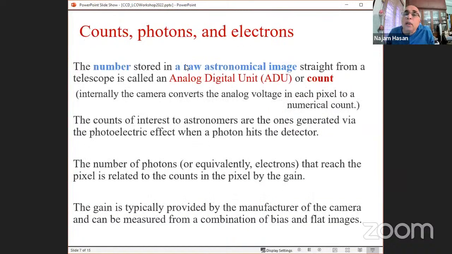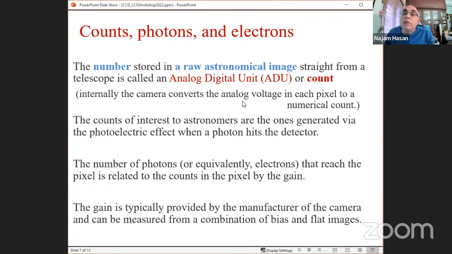So what do we record on CCDs? We have to differentiate between these counts, photons and electrons. So the number which is stored in a raw astronomical image, straight from the telescope, is called the ADU, the analog digital unit, or that's called the count.